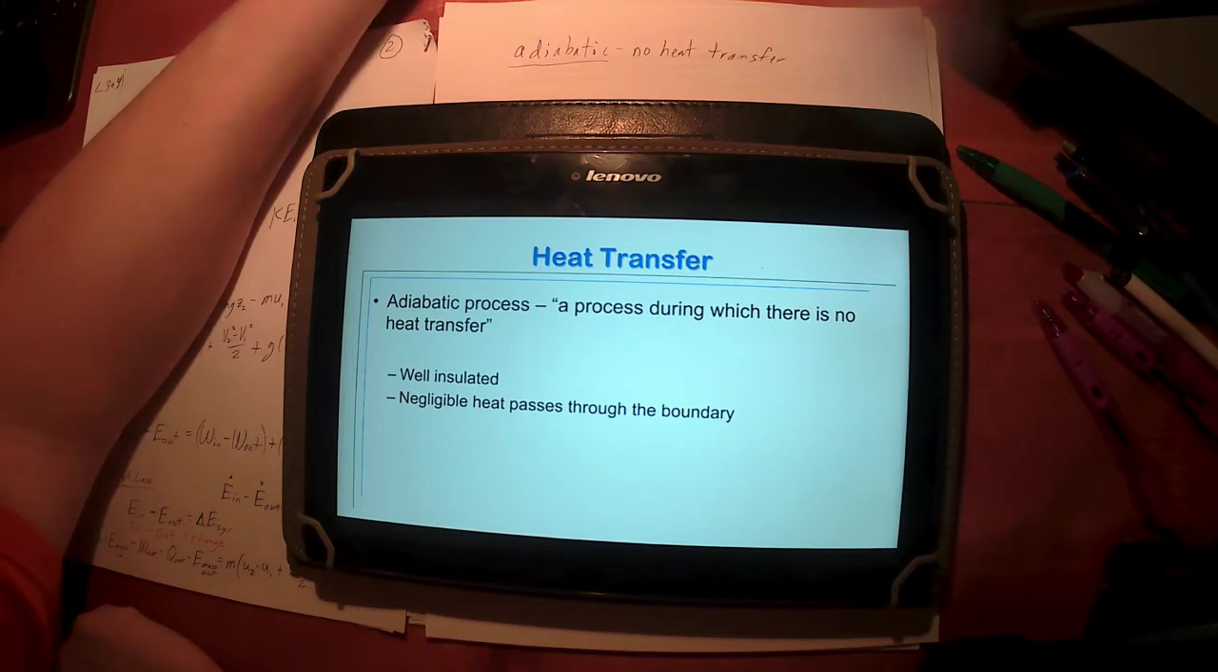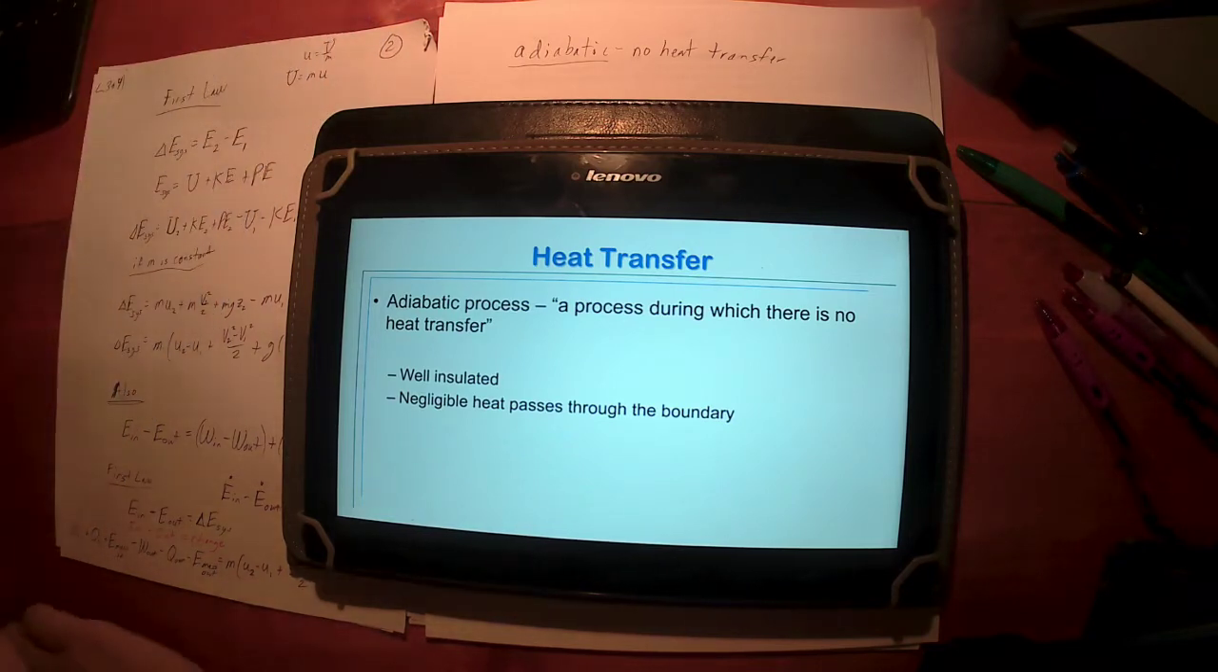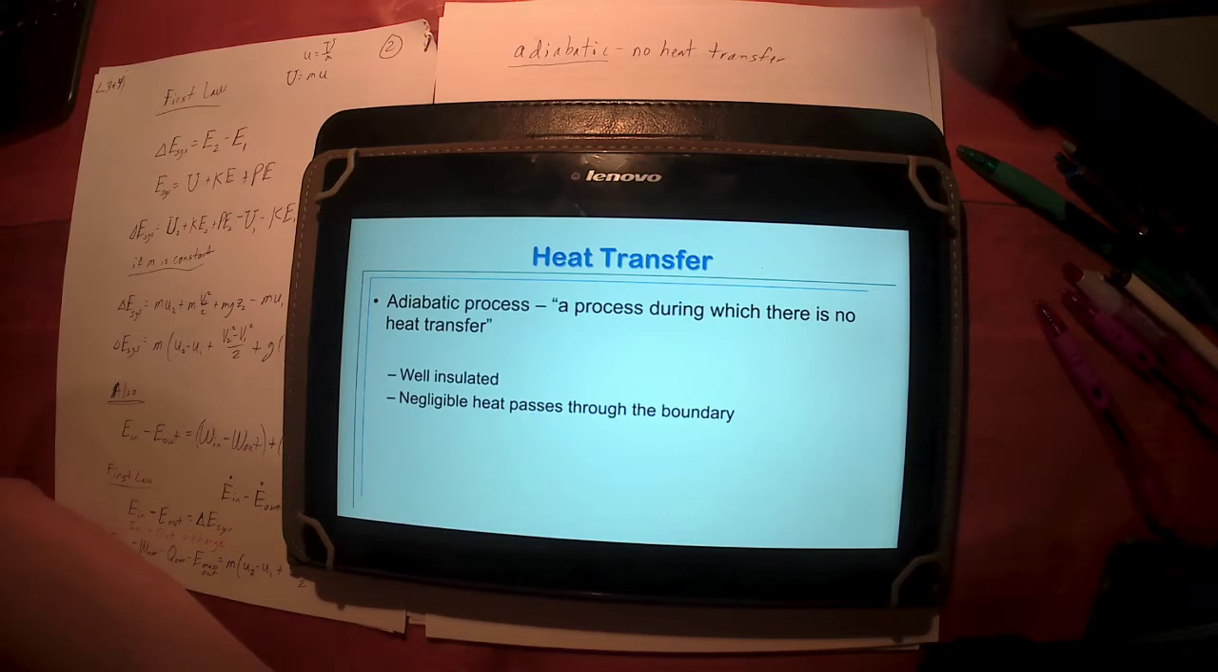Other ways that can be said is the problem statement might tell you it's a well-insulated system, or they may simply tell you to neglect the heat transfer somehow. Those are the main ways that this text will tell you to neglect the heat transfers. They'll either tell you it's adiabatic, they'll use that as an adjective, they'll tell you it's well insulated, or they'll just outright tell you don't worry about the heat transfer.